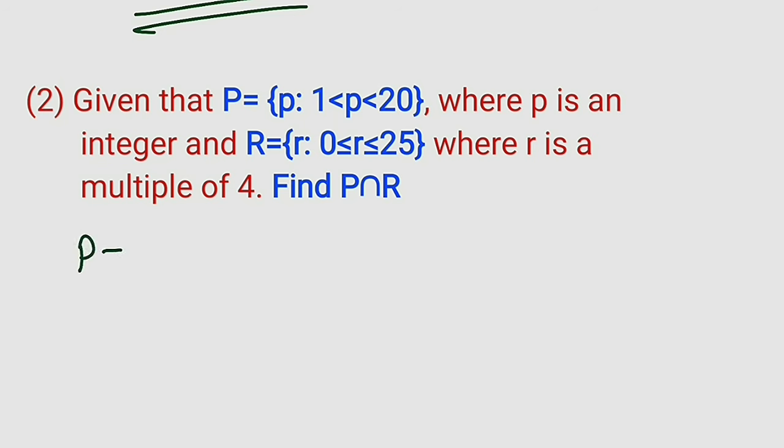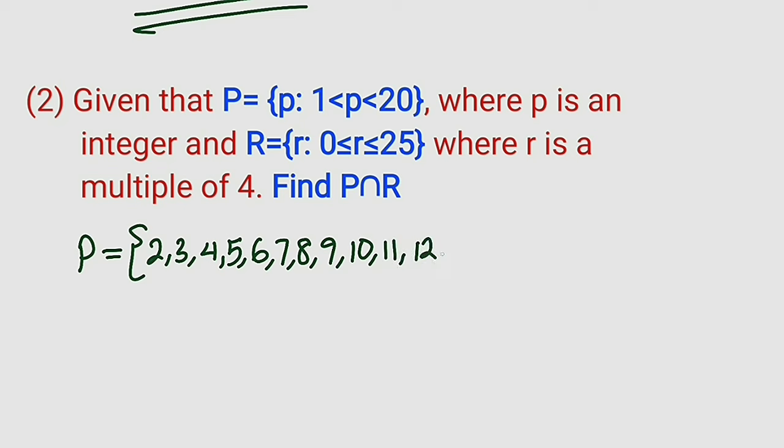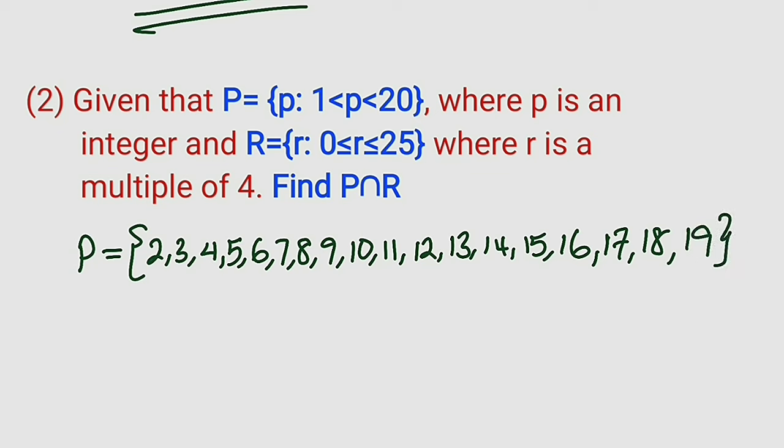So for P, since they are integers, P greater than 1, meaning we're going to start with 2, and P less than 20, we are going to stop at 19. So we have 2, 3, 4, 5, 6, 7, 8, 9, 10, 11, 12, 13, 14, 15, 16, 17, 18, and finally we have 19.